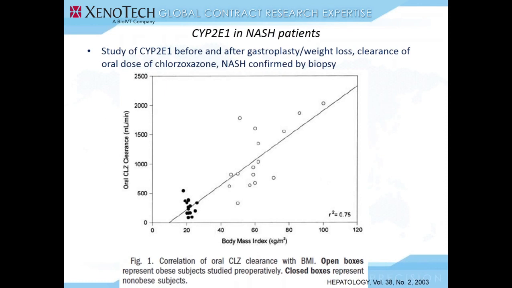It is well recognized that the majority of patients who are seen for gastroplastic surgery have non-alcoholic fatty liver disease or NASH. So this is another example of clinical evidence for increase or induction of CYP2E1 in NASH.